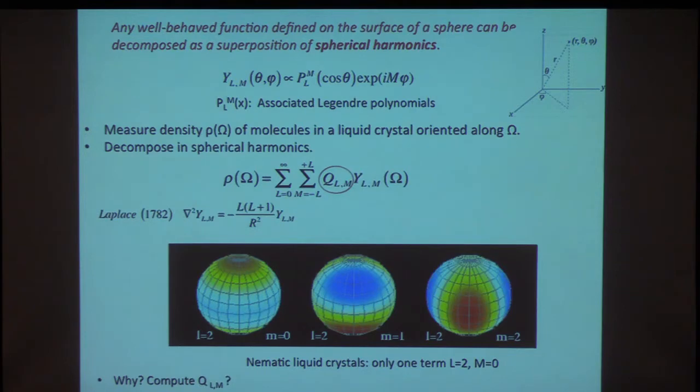So why do we insist that we only need to worry about these ones if in actuality this distribution has higher harmonics? Why is it that we only need to worry about L equals 2 and M equals 0, this zeroth order L equals 2 Legendre polynomial, and can we compute the QLM?